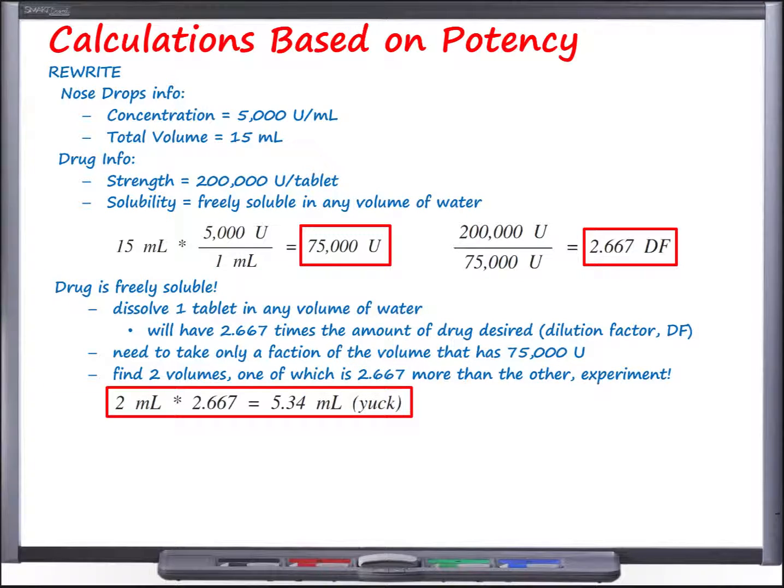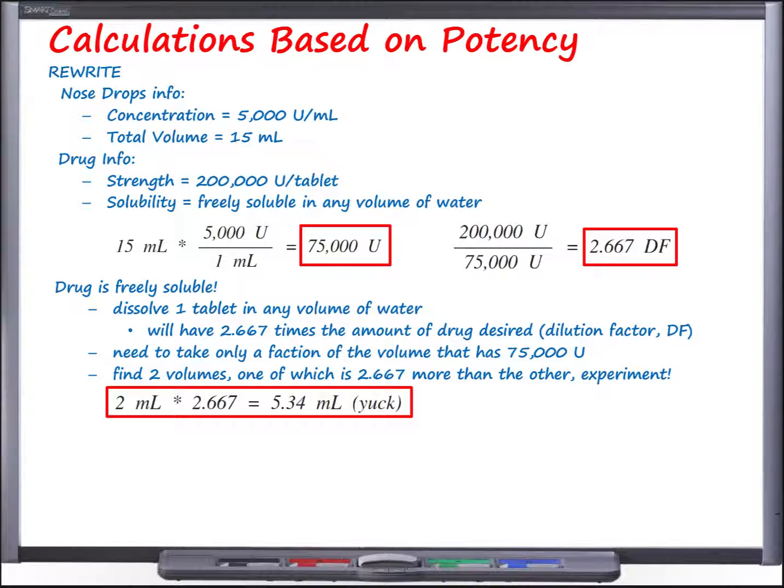So my first guess would be 2 mils, right? It's a small volume, but the drug's freely soluble. So if I start with 2 mils, if that's the volume that I'm going to want to measure my final 75,000 units in, then what is 2.667 times that volume? What would the larger volume be? 2 mils is the small volume. 2 mils times 2.667 gives me 5.34 mils. Yuck, that's not a very round number. I could do it. It would work. As we go forward here, these numbers could work, but they're not convenient numbers to use.